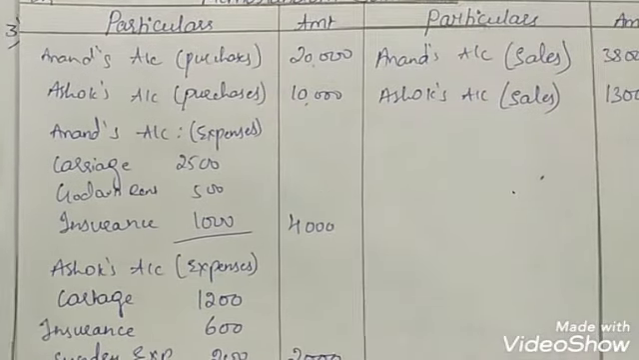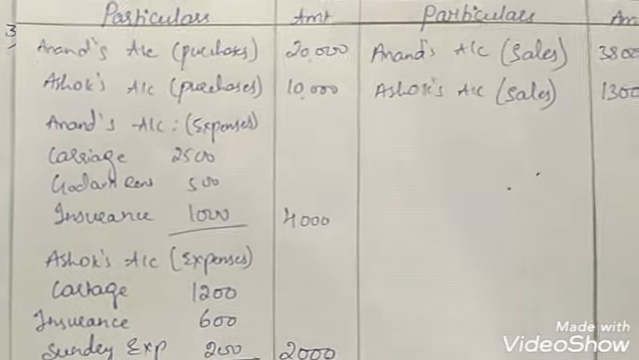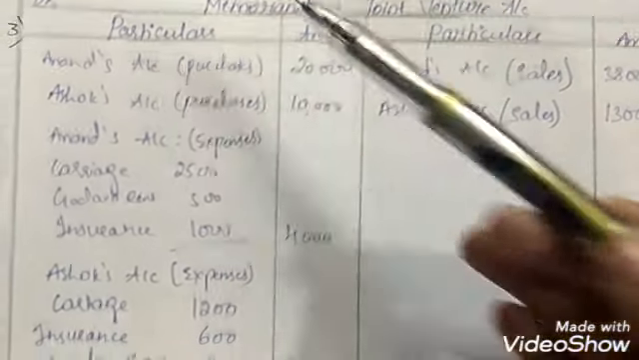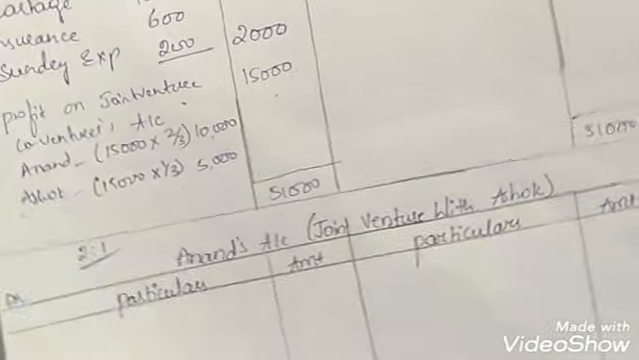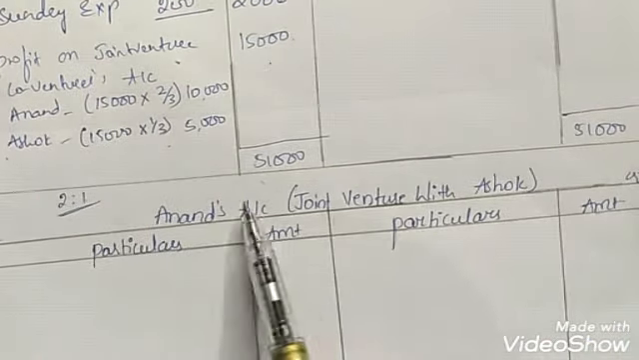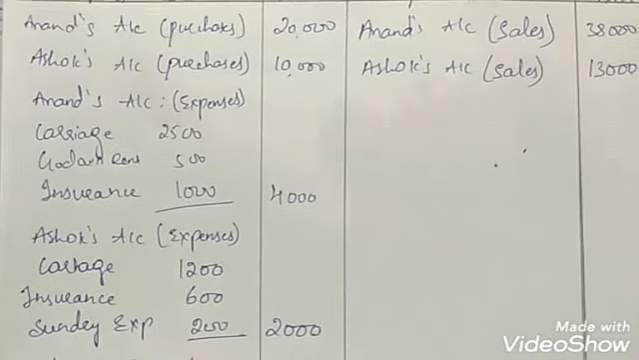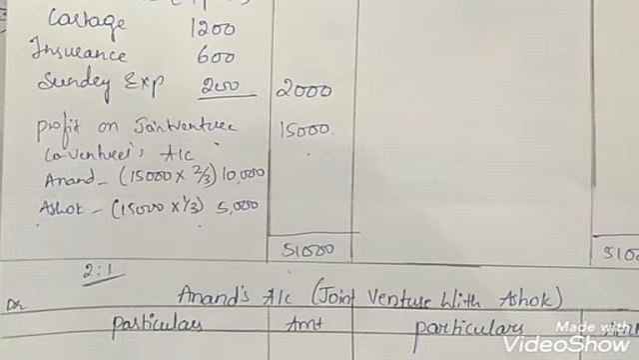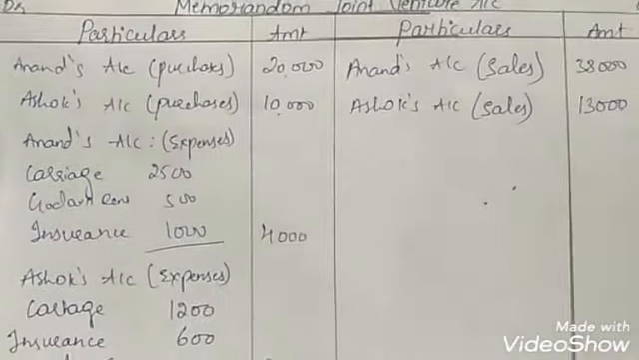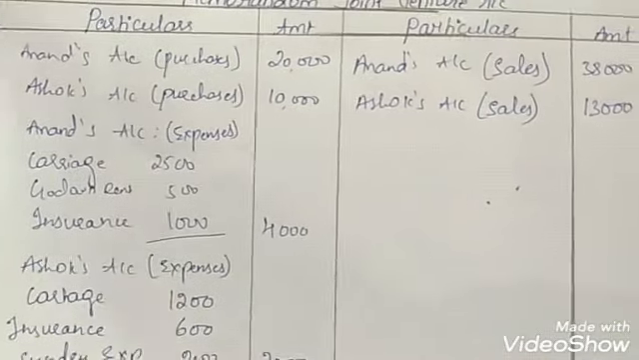Whatever transactions are made here by Anand, all those transactions will be recorded in Anand's account. Clear? We are preparing Anand's account, right? So whatever transactions Anand has made, only those transactions will appear in Anand's account. And whatever transactions are made by Ashok, they will appear in Ashok's account. And on the same side, right?